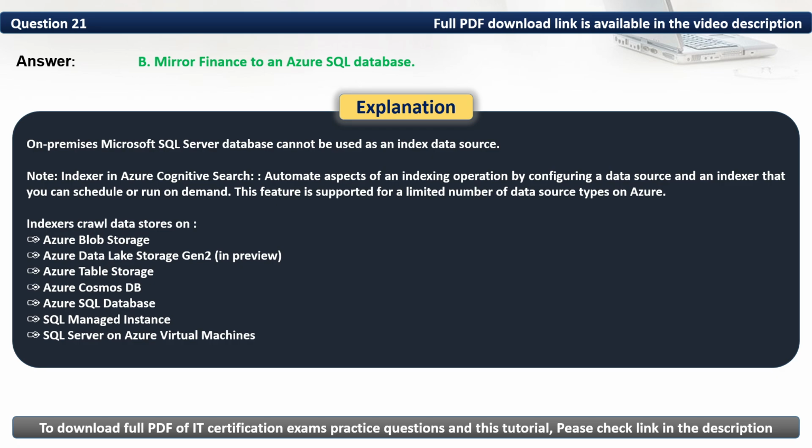Note: indexer in Azure Cognitive Search. Automate aspects of an indexing operation by configuring a data source and an indexer that you can schedule or run on demand. This feature is supported for a limited number of data source types on Azure. Indexers crawl data stores on Azure Blob Storage, Azure Data Lake Storage Gen 2, Azure Table Storage, Azure Cosmos DB, Azure SQL Database, SQL Managed Instance, SQL Server on Azure Virtual Machines.